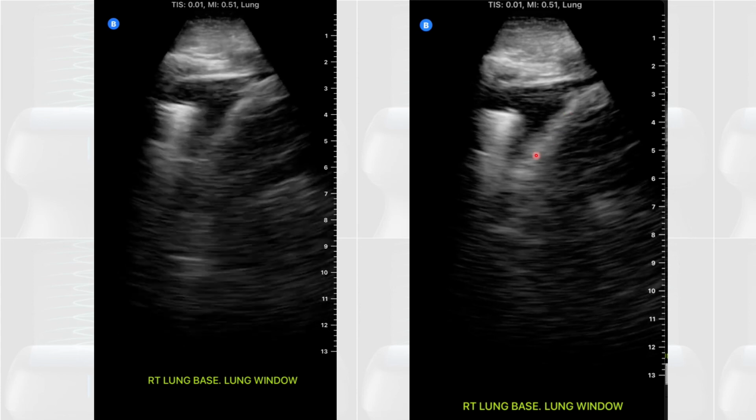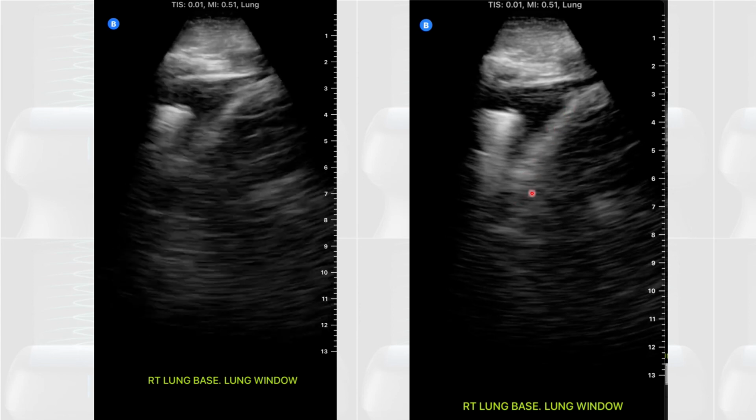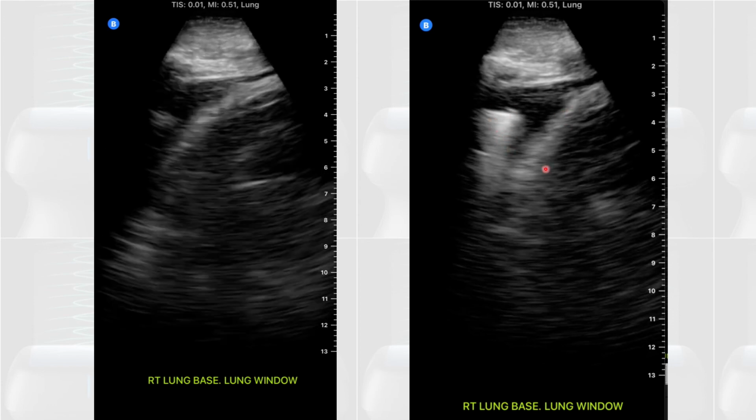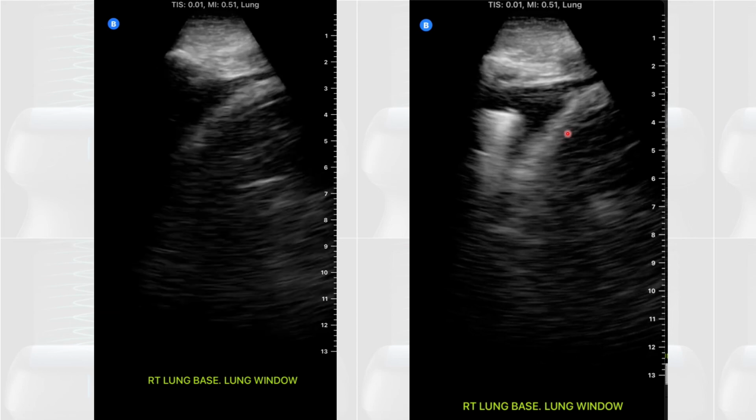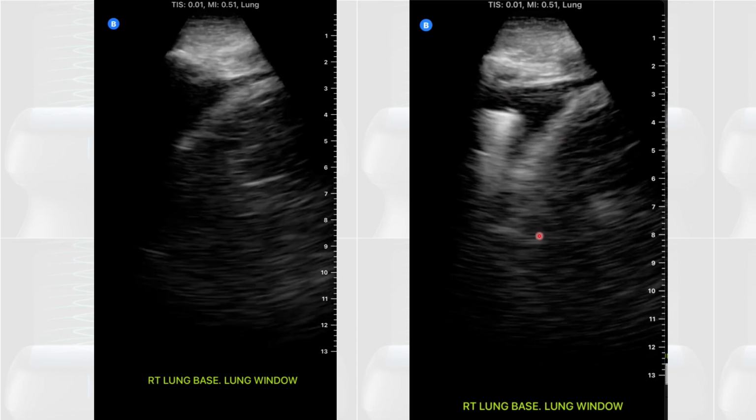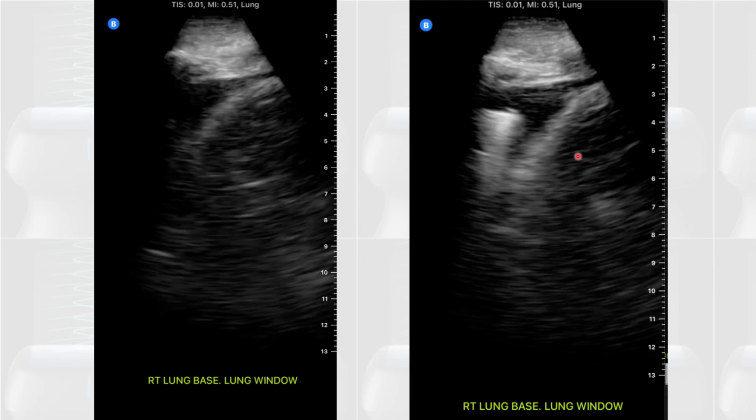This is just a picture representing the same video. So this is again the diaphragm, this is the lung here, and you see the diaphragm moving with breathing, and then this is a small amount of pleural effusion that we can see. This is not a patient with PE, but it's a representative image.